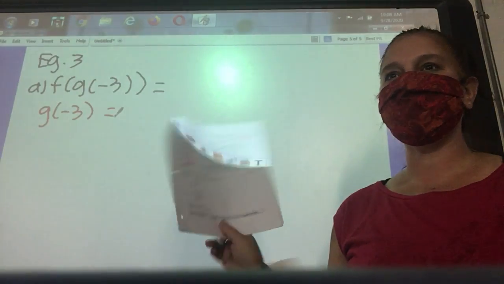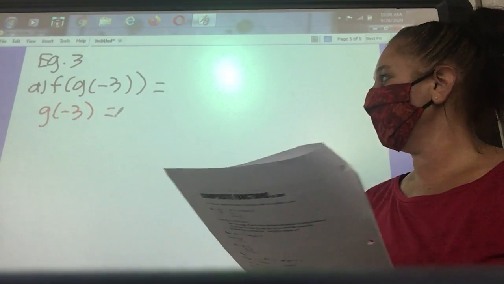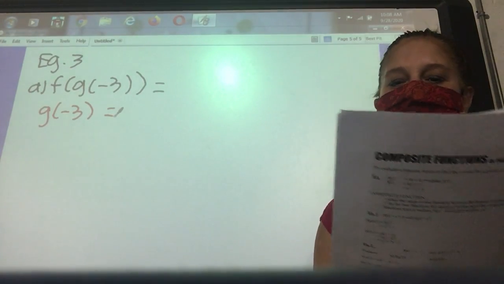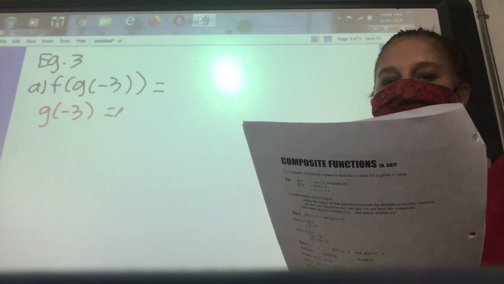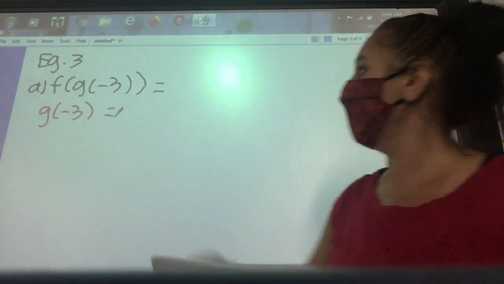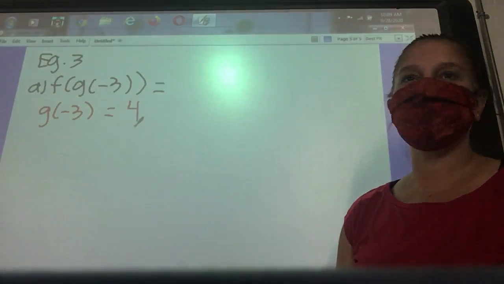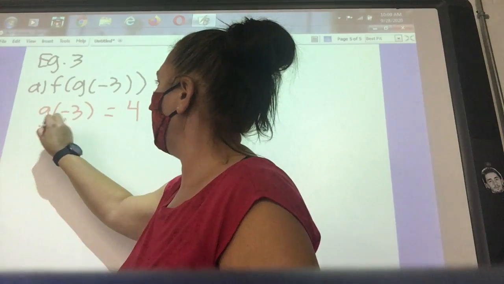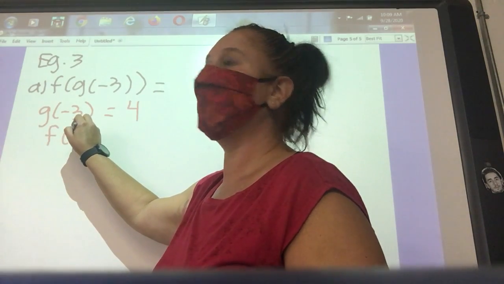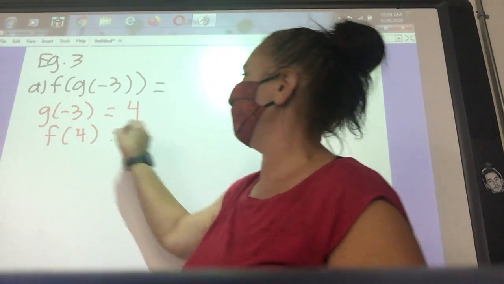This is kind of like what we did last week. You go to the graph. You're looking at the g graph. On the g graph, when x equals minus 3, what's the y value for the g graph? 4. So g of minus 3 is 4. Are we done the question? No. Now we solve for f of g of minus 3, which is f of 4.